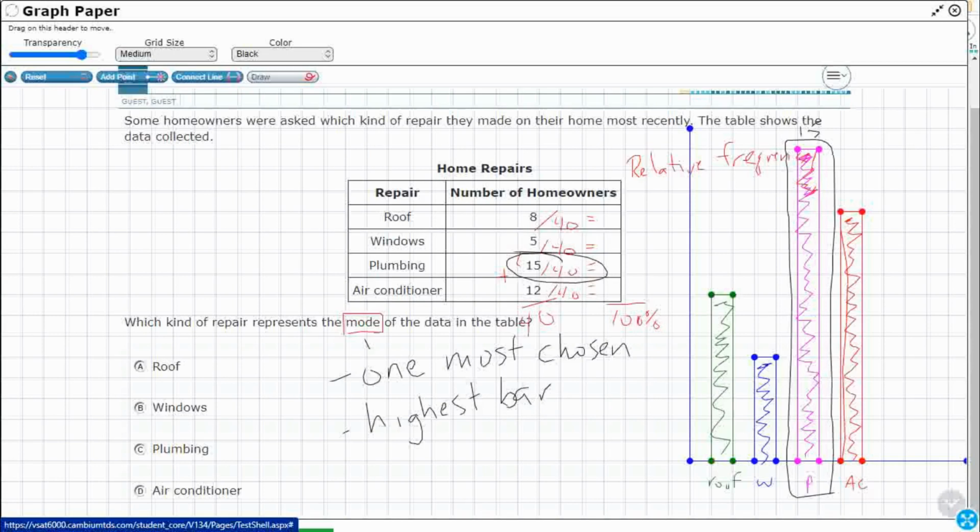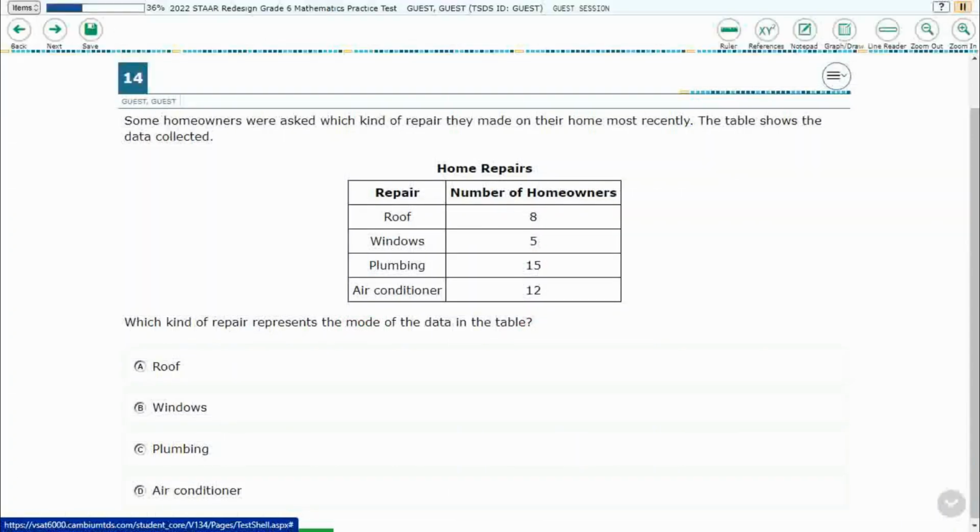That's probably one of the easiest things we can do. The hard part is remembering what that word mode means. Mode means the most. It means the highest chosen. It means the one that is most popular. So our answer is C.